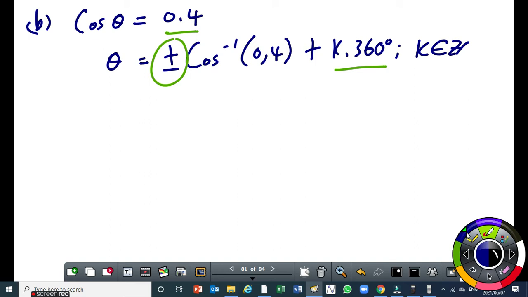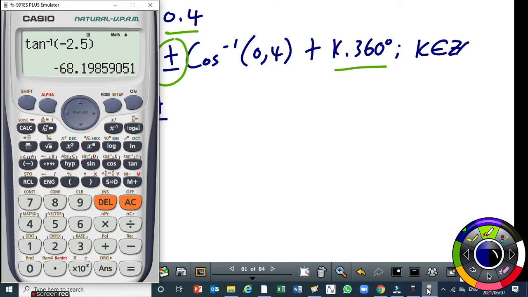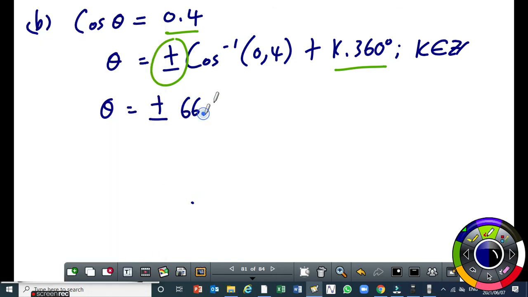Then you bring in the calculator. So I'll write my plus or minus, then go to the calculator. And you're supposed to be doing what I'm doing as well. If I do it, you do it. Shift cosine 0.4. The angle that you get, which is a reference angle, is 66.42 to 2 decimal places. So I'll write here 66.42 degrees plus k times 360, where k is an element of Z. And this is the answer.